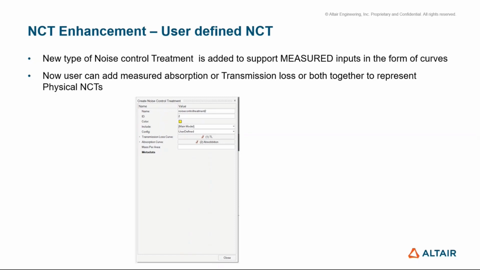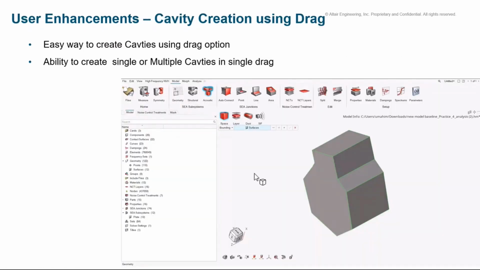in further analysis. Previously we had an option to define noise control treatments only in terms of layers. Now we have enhanced it so that they can add the treatments in terms of measured absorption and transmission loss, which is the outcome of our normal NCT definition. These are the major activities. Apart from that, we did a few user enhancements in a smaller sense.